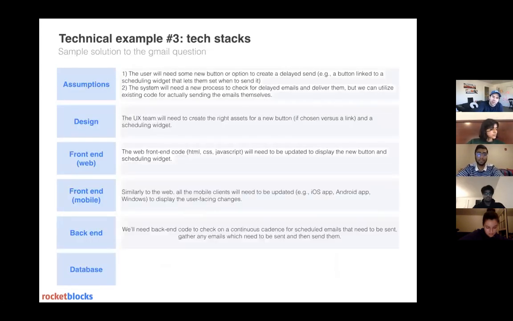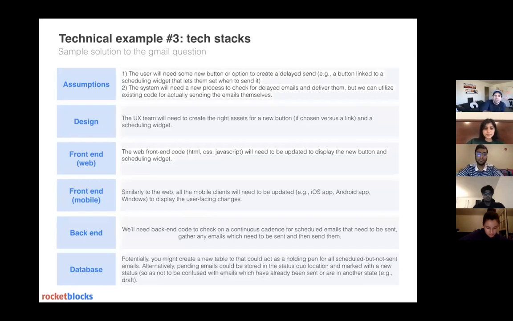Okay. So I forgot about this slide. This is an example I put together of a bunch of the things I would call out if I got that particular question. I started with some assumptions and then talked through a bunch of the stuff that you all ultimately called out. What does the design look like? What does the front end look like? I broke down mobile versus web, and the back end. We need some continuous cadence for scheduled emails. And then what are the changes to the database as well?